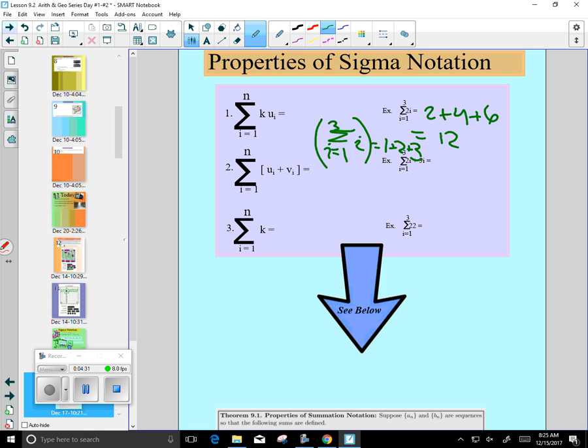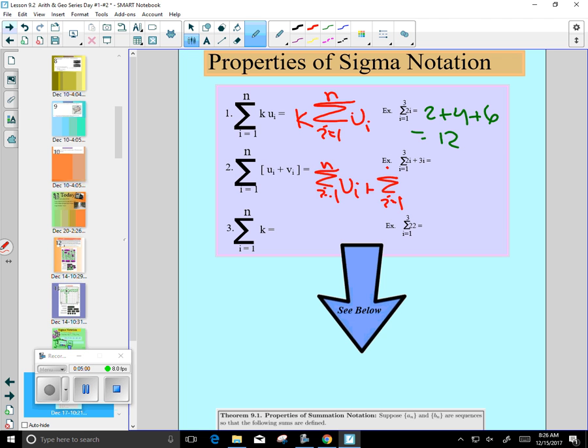6 times what is 12? 2. So this is the same as pulling that out in front, kind of like what we did with logs, sort of. It's k times the sigma i goes from 1 to n of u of i. And then this just says you can split these up into 2. And then probably the most helpful one is this one here.